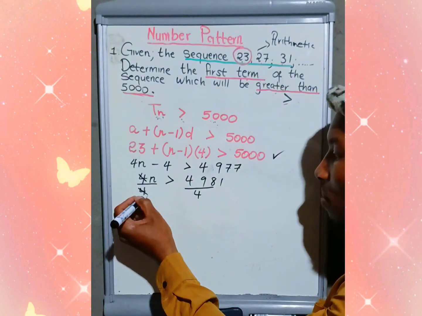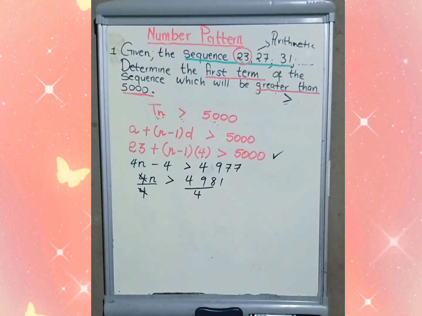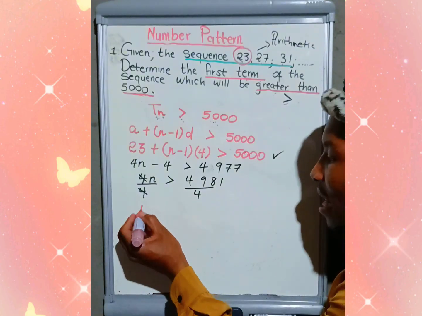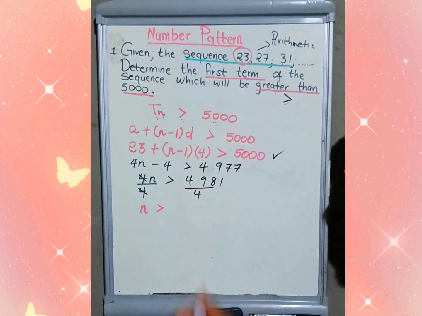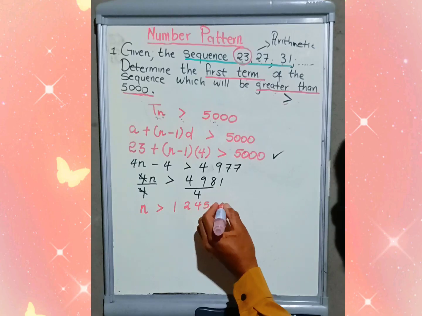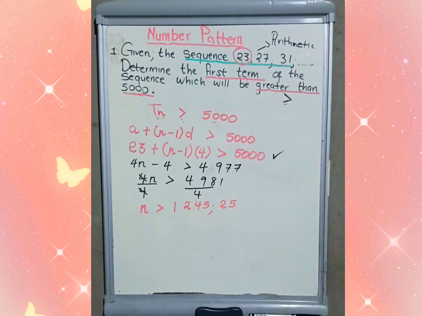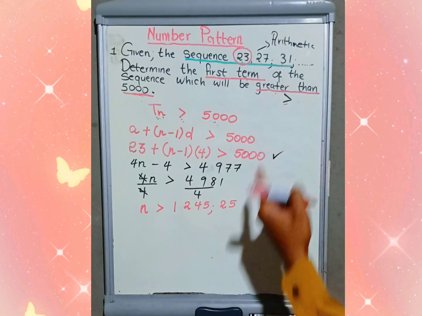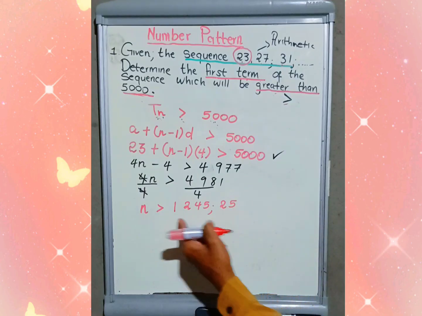Then 4 divided by 4 cancel each other. We are left with n is greater than 4,981 divided by 4. Let's divide by using a calculator. The answer is 1,245.25.